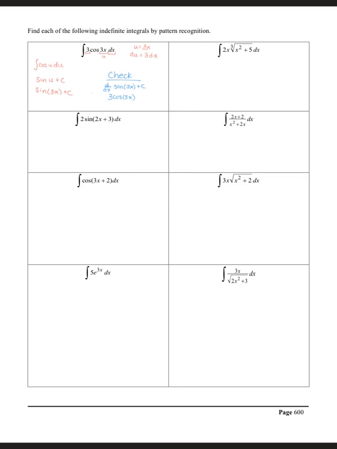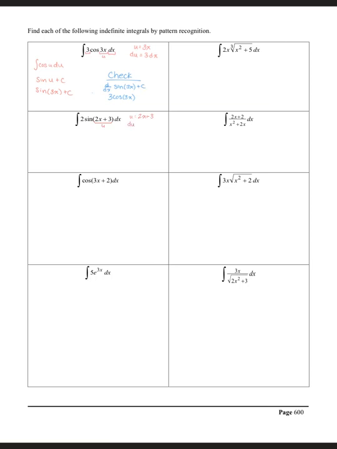If we look at this next one here, this 2 sine of 2x plus 3, again, look for your inside function, which is going to be the 2x plus 3. That's what you will make u.